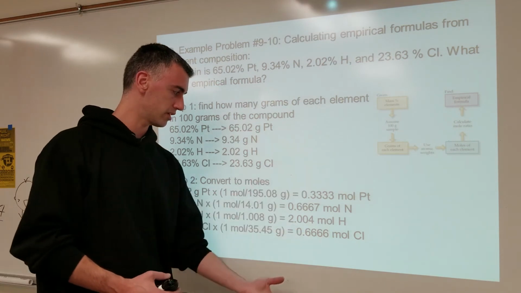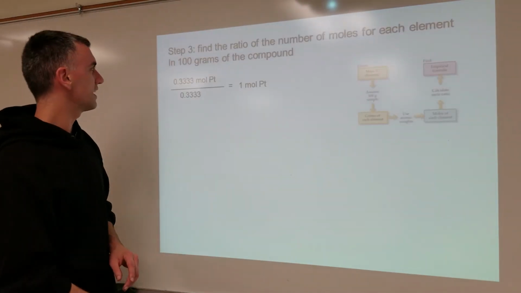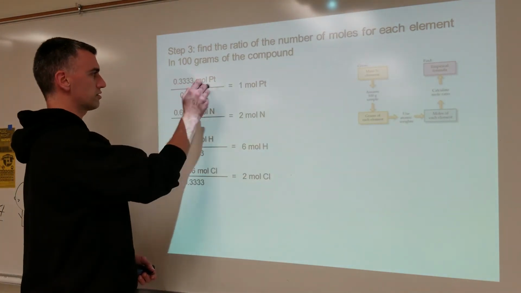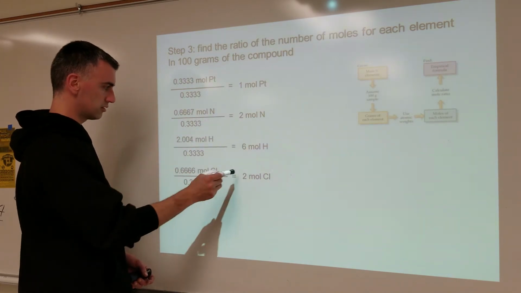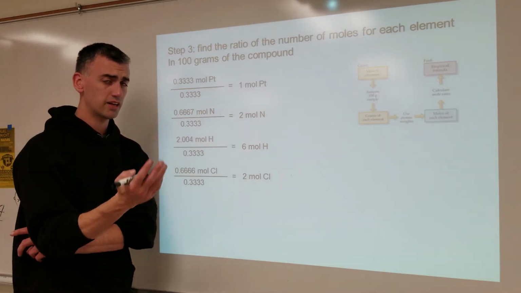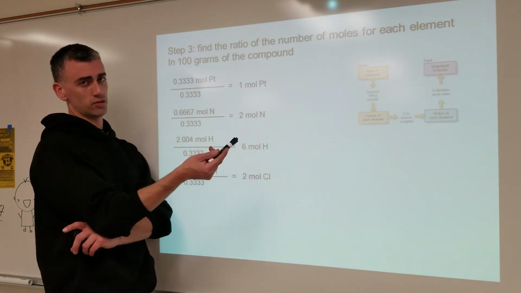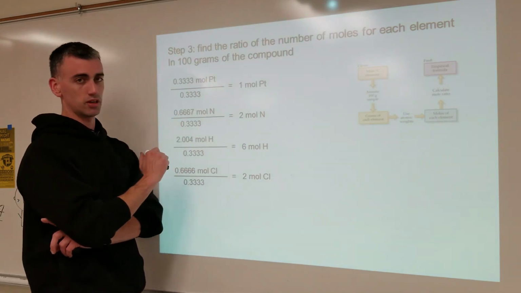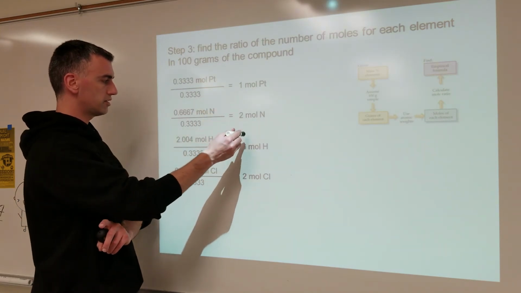You divide all of them by the smallest number. Let's see, that means this one. This one's the smallest number. So divide each of those numbers of moles by the smallest number. So that's where 1, 2, 6, 2 comes from. Now be aware, it may not come out of the calculator exactly. It might be like 6.1 or 6.01 or something like that. If that's the case, you just round it to the nearest number that seems reasonable. So 1 to 2 to 6 to 2.